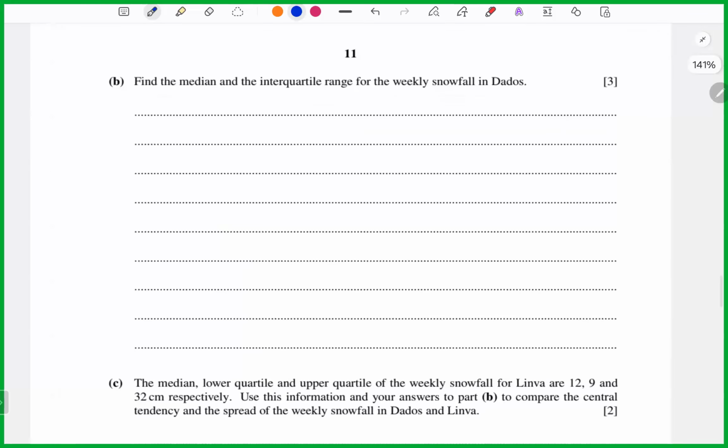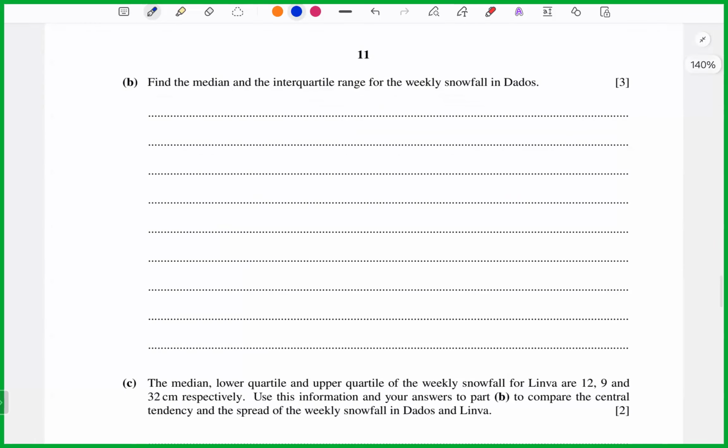Now we see question B. Find the median and interquartile range for weekly snowfall in the Thanos. We need to find the median, right? Median, we know Q2 part, we take 1 over 2 multiplied by 11 equals 6.5 terms, right? Actually, it's nearest to the 7. So we take the 7th.